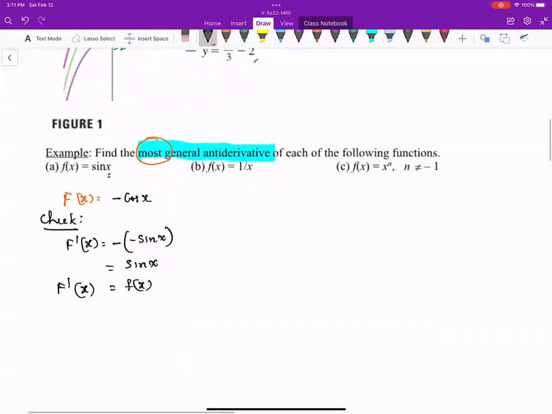Because it is the general antiderivative, you have to add an additive constant. So F of x equal to negative cosine x plus c. That is the answer to the problem.